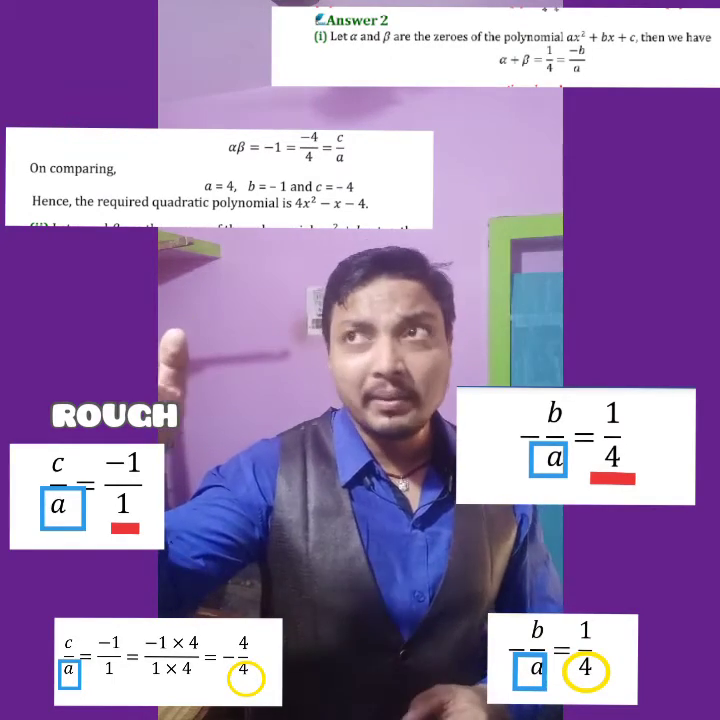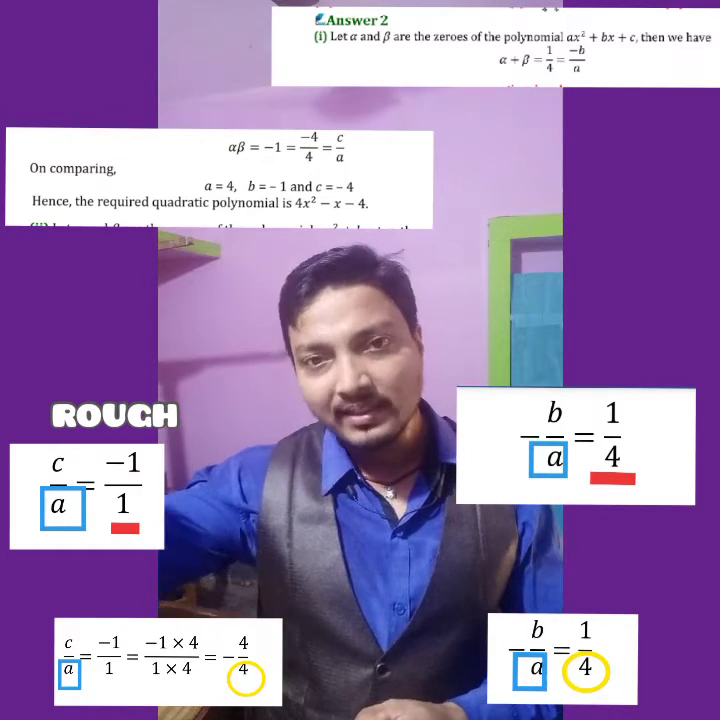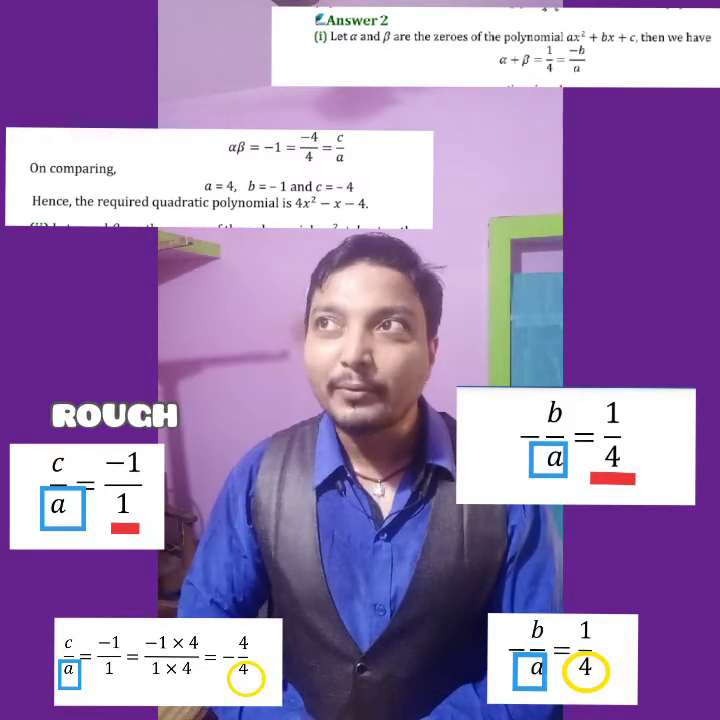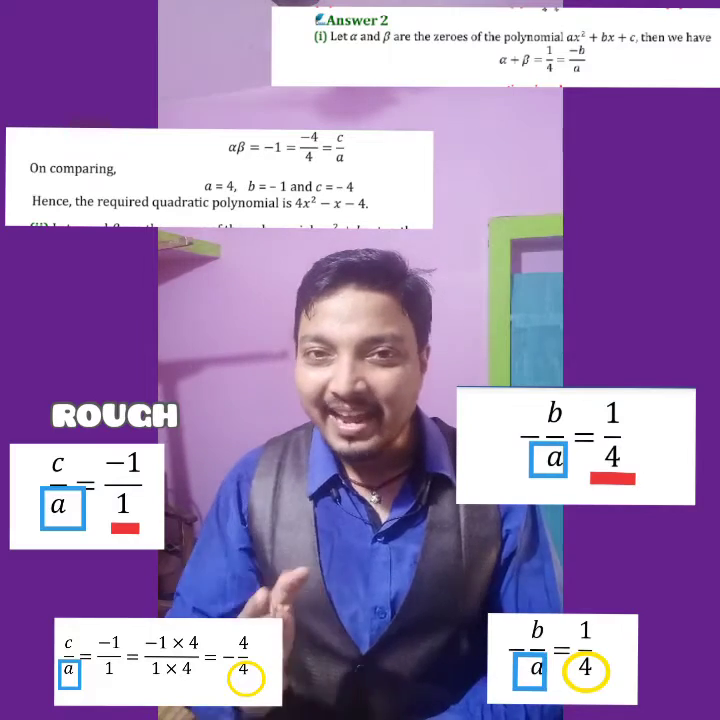Then you have to say how much B is, and what C is matching with, that is the value of C. So first I have to consider A is equal to 4. First I am taking A is equal to 4.